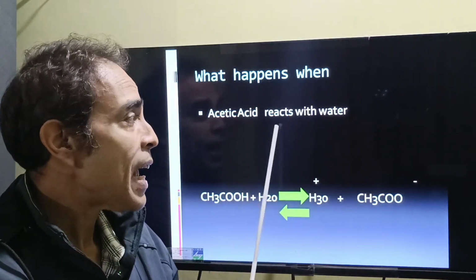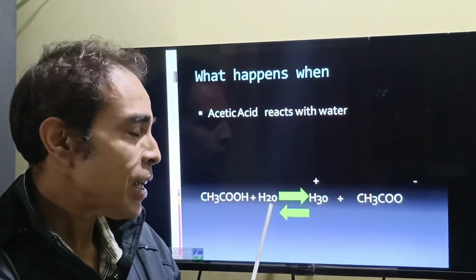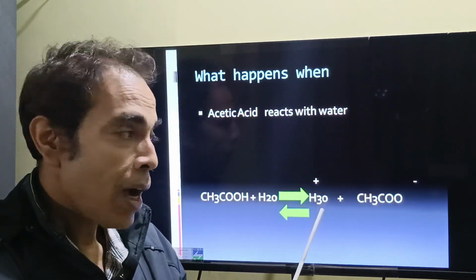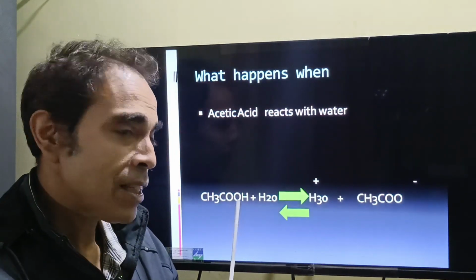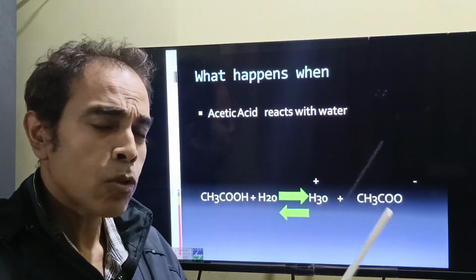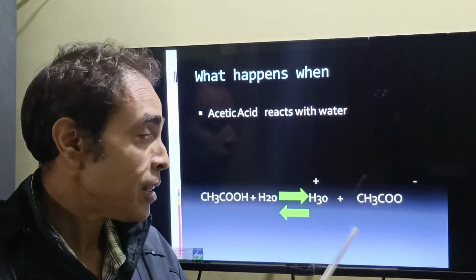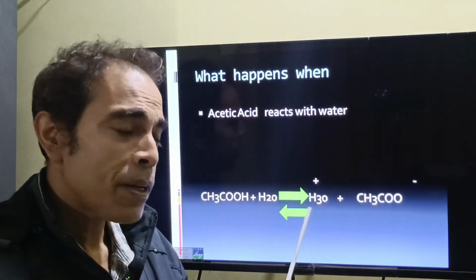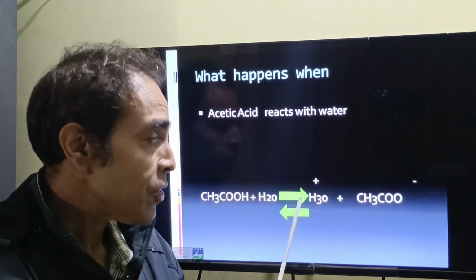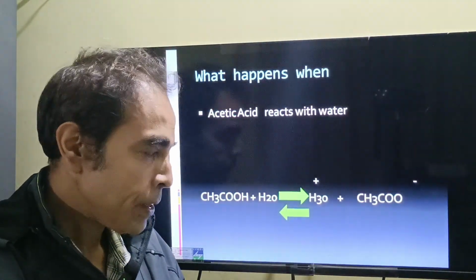What happens when acetic acid reacts with water? Acetic acid reacts with water to form hydronium ion and acetate ion. This acetic acid is a weak acid. I have also talked about strong and weak acids in my last classes; you can look back at them. In short, a weak acid is one which does not completely dissociate into its products, and this reaction is bidirectional. There is a forward reaction and a backward reaction.